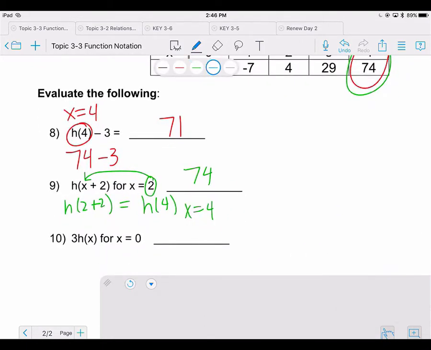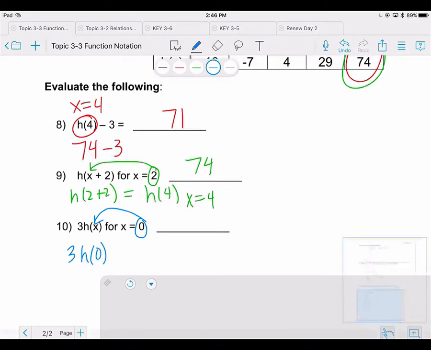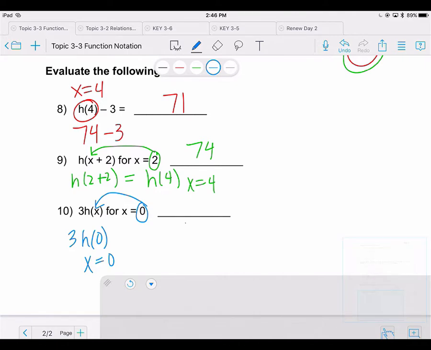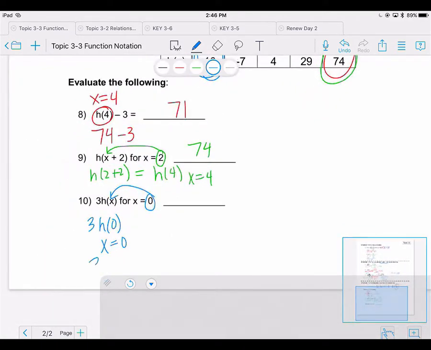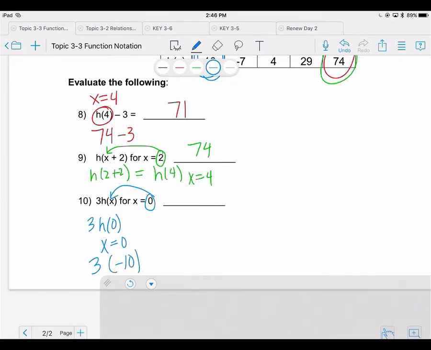For the last one, 3 times h of x for x equals 0. So when x equals 0, I'm going to plug that in. So when I go find h of 0, when x is 0, y is negative 10. So I replace h of 0 with negative 10. 3 times negative 10 is negative 30.